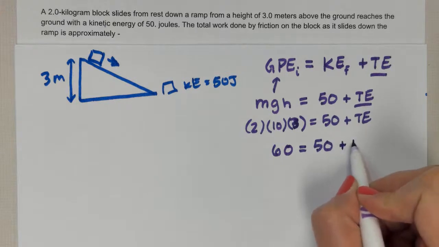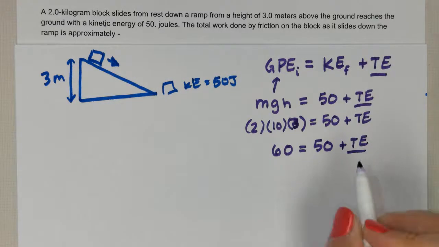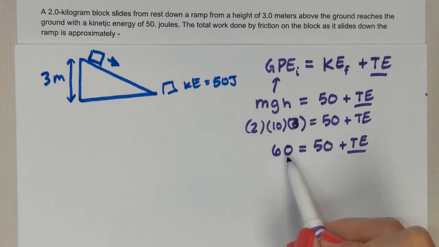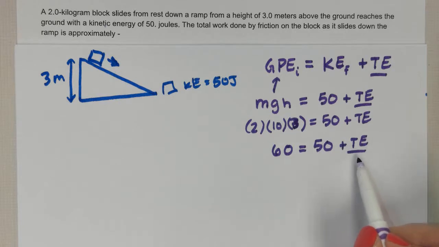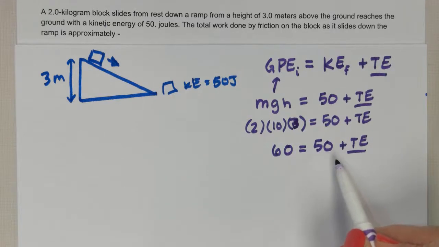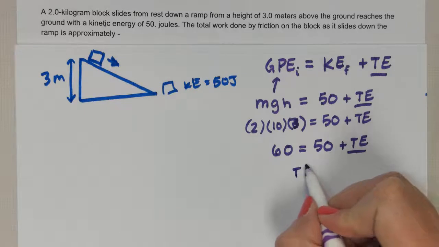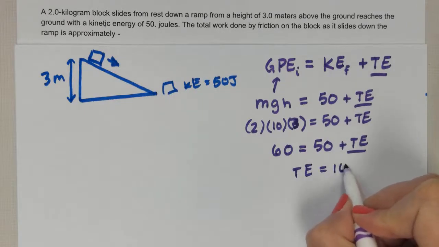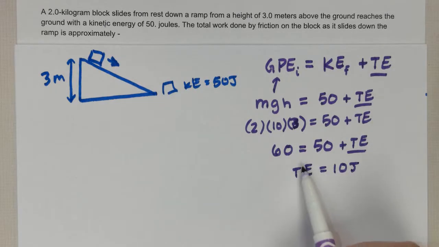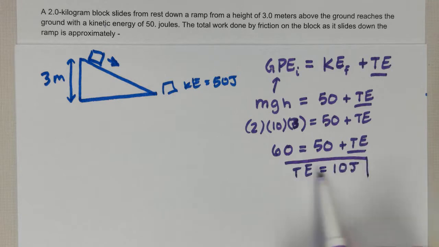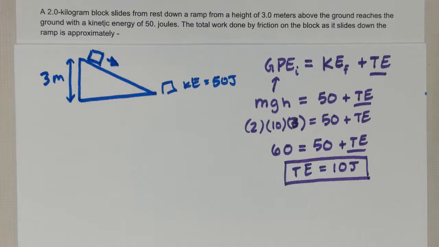How much did we lose? Again, you can see it right there. This one's easy. We lost 10 joules, but again, you're solving for TE. To do that, you subtract 50 from both sides, and you find that the thermal energy produced, the amount of energy produced due to this friction is 10 joules. That's the amount leaving our system.